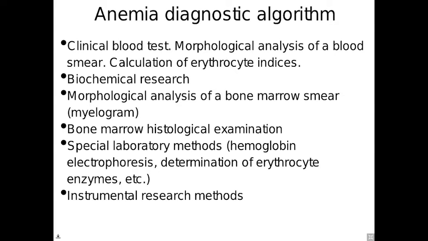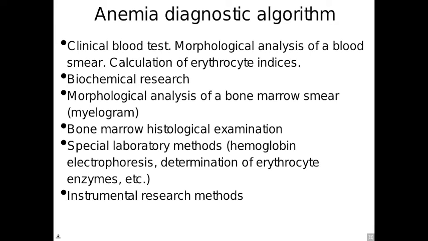Diagnostic algorithm. Anemia as a pathological syndrome is usually detected occasionally. The patient usually does not have any complaints. So anemia most commonly is a subclinical syndrome. So the clinical blood test, morphological analysis of the peripheral blood, calculation of the erythrocyte indices. So of course, as usual, we will start with the CBC. When we see the level of hemoglobin decreased, when we see the level of red blood cells decreased, of course, we will think about anemia.